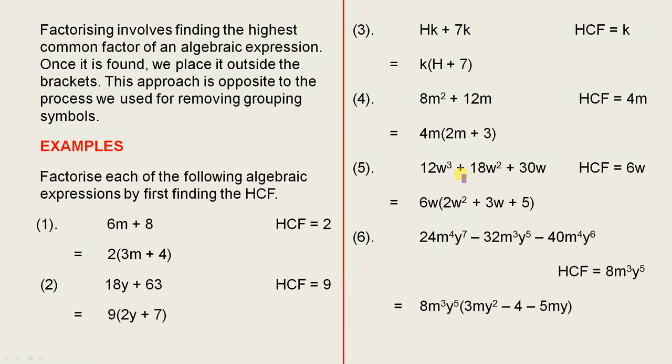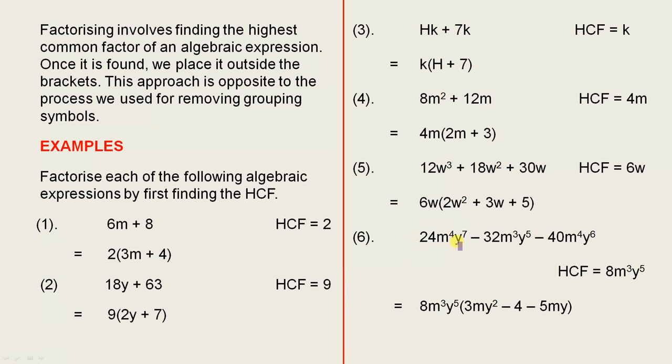Number 5, we have those three terms. The HCF is 6w. If you look carefully, you'll see that that is the case. If you put 6w outside of the grouping symbol, you're left with that expression inside. Okay? When you expand, you get back to there. So that is the factorisation.